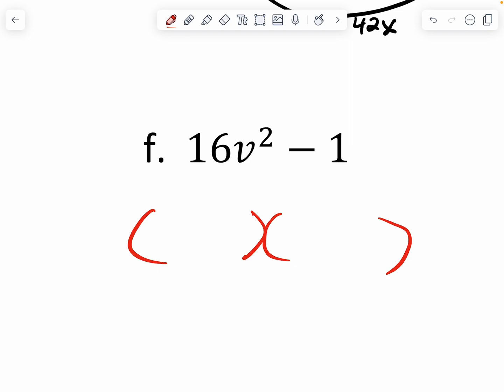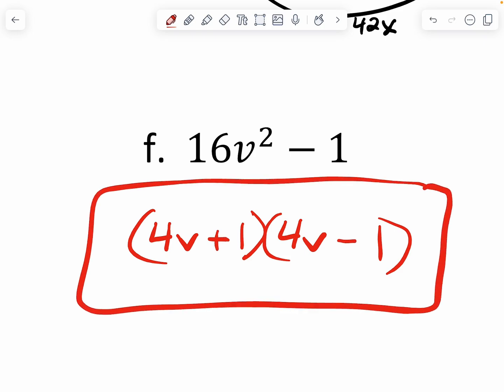So how I do this is I take the square root of 16v squared, or I think about what times what is 16v squared if they're both exactly the same thing. And that would be 4v times 4v. And then I do the same thing. What's the square root of 1, which is 1. 1 times 1 is 1. How do I multiply to get a negative? 1 must be positive, 1 must be negative. And there is my factored form.